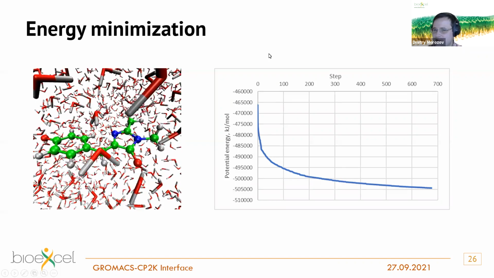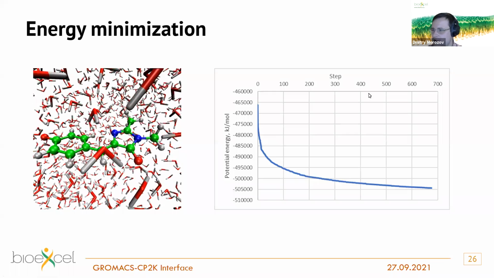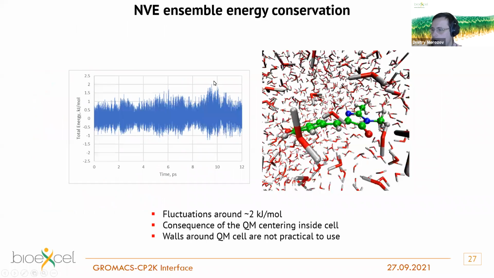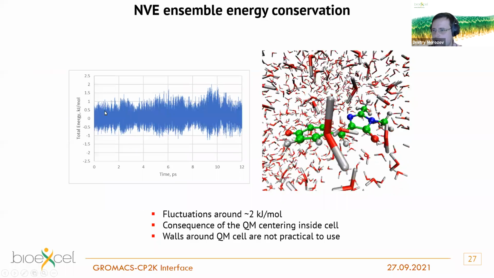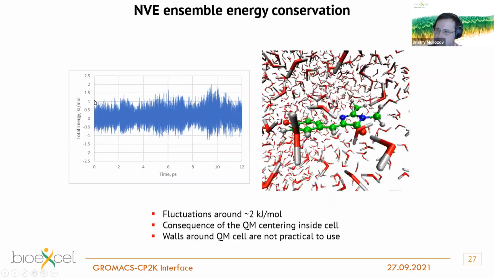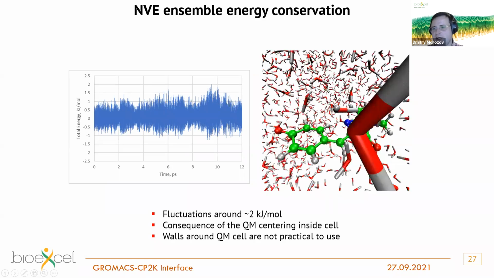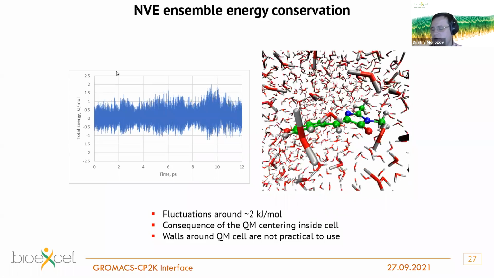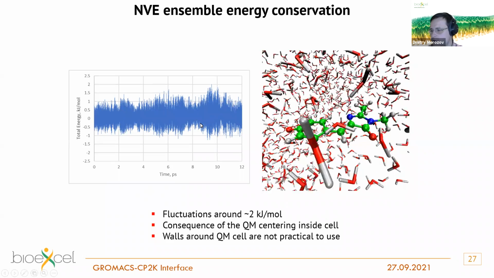And second, we also tested the energy conservation in the NVE ensemble of the dynamics. It looks like that. We still observed a fluctuation of around 2 kilojoules per mole from zero. Basically, this is the difference from the average point in the trajectory, the deviation from the average value of the trajectory. And we still see fluctuations around 2 kilojoules per mole.